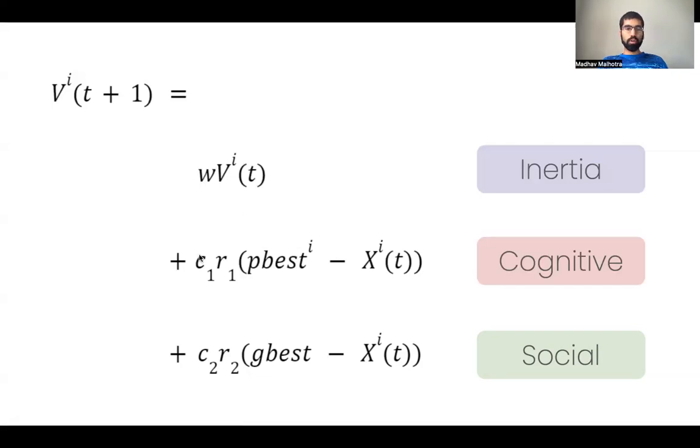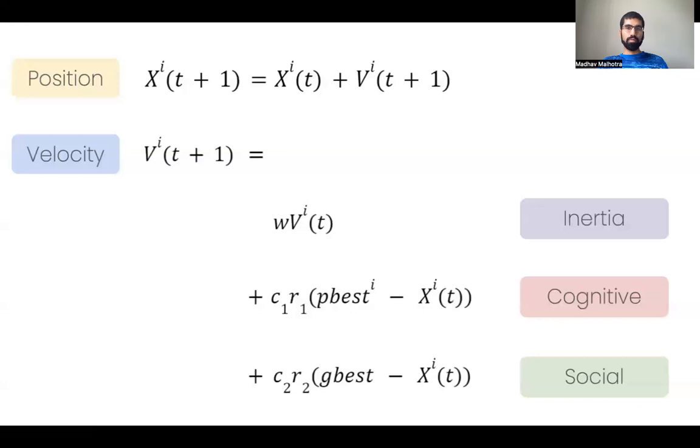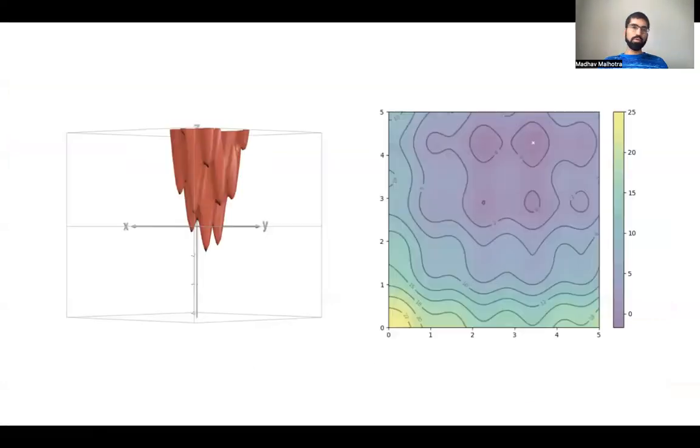So these three components are being added together, where we adjust W, C1, and C2 to control how much the physics, the personal memory, and the social dynamic of the particle we're modeling, or the type of fish we're modeling, contribute to how the velocity changes over time. This seems very vague and abstract. So let's look at some visuals so that it's easier to work with.